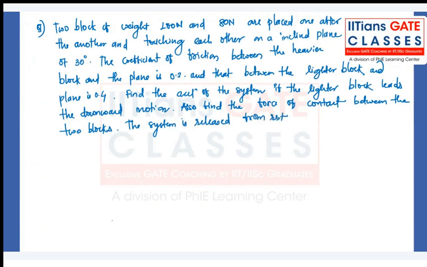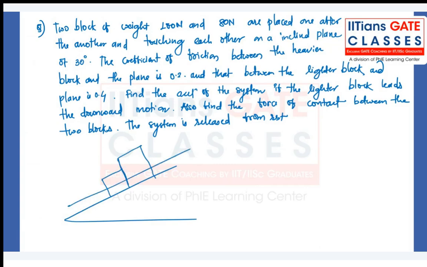We have a figure like this. One block is like this, another block is something like this. This is an 80 Newton block, and this is a 100 Newton block. The coefficient of friction between the heavier block and the plane is 0.2. So if you call this W1 and this W2, then mu2 is 0.2 and mu1 is 0.4.